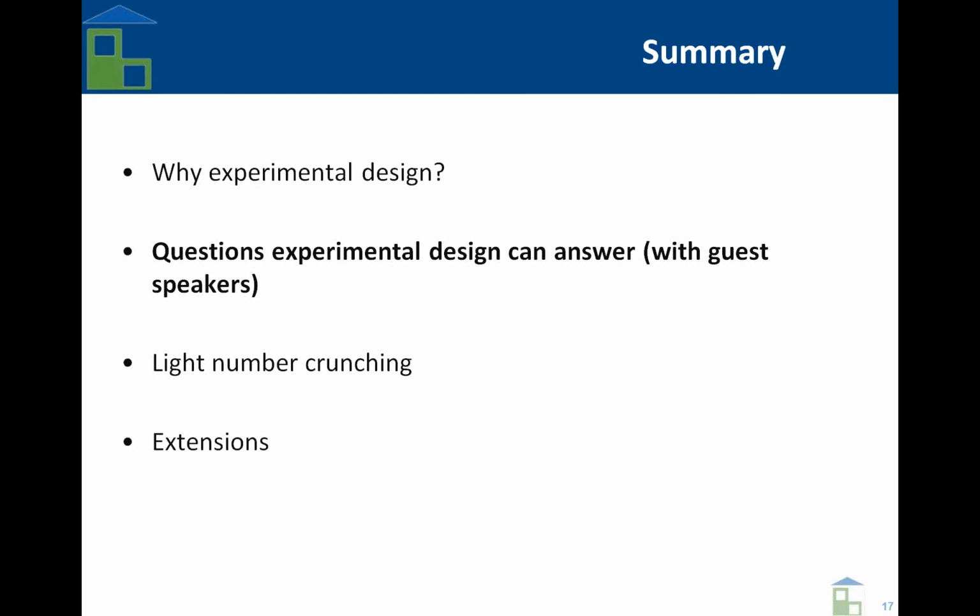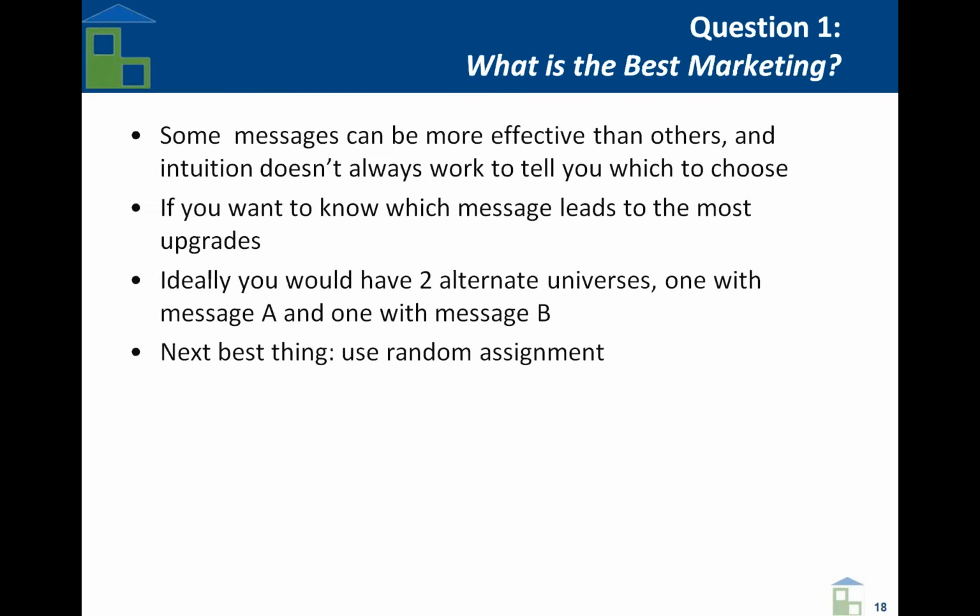Okay, so now let's go on to some examples. The first example has to do with marketing messages. Some messages can be more effective than others at motivating people to get upgrades. So maybe what you'd like to know is what message you can put in your letters or phone calls or emails that will result in the highest number of upgrades. Again, ideally, you would have two alternate universes, and you could test one message in each so that exactly the same people would see a message in each universe. But the next best thing is to use experimental design with random assignment.